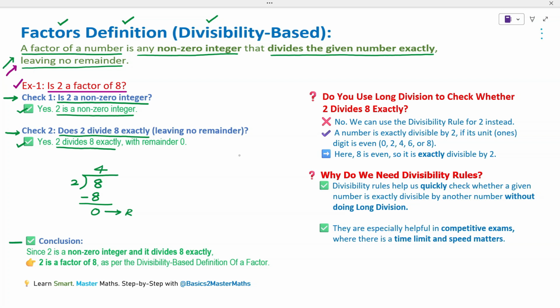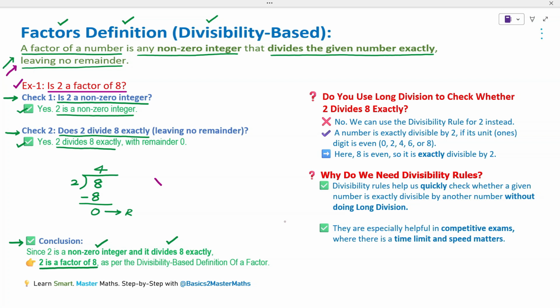Finally, the conclusion. Since 2 is a non-zero integer and it divides 8 exactly, according to the definition of factors based on divisibility, 2 is a factor of 8. Got it?